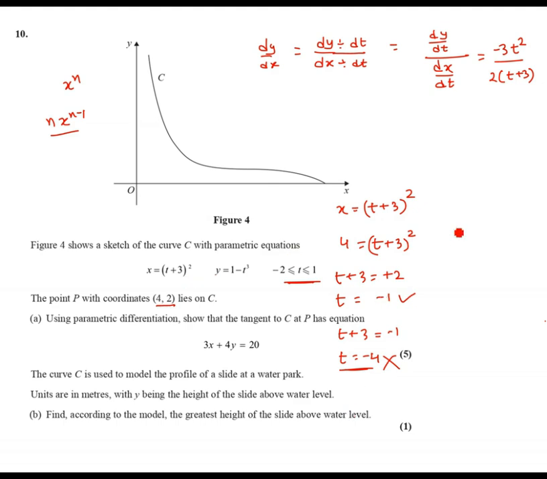So when t is minus 1, the x coordinate will be minus 1 plus 3, which is 2. 2 squared is 4. Yeah, we already know that the x coordinate is 4, so we don't need to work that out. So t is minus 1.